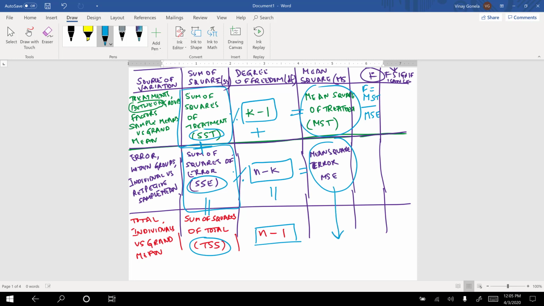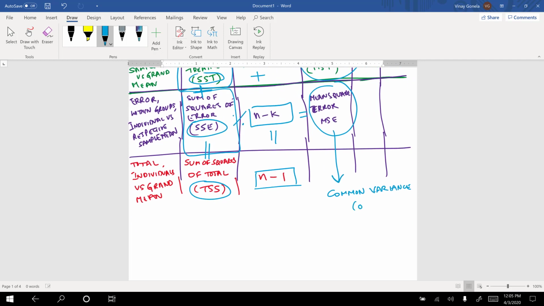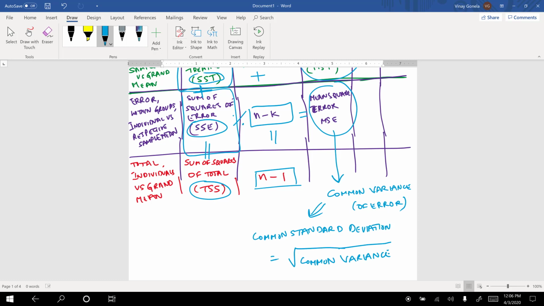So this MSE, mean square error, is also called common variance. So this p value, usually it is generated when you solve by using Excel or Minitab. So this is common variance of error. So they will call it as common variance. So if you wanted to calculate the common standard deviation, you do the square root of common variance. So that is how it's going to look.